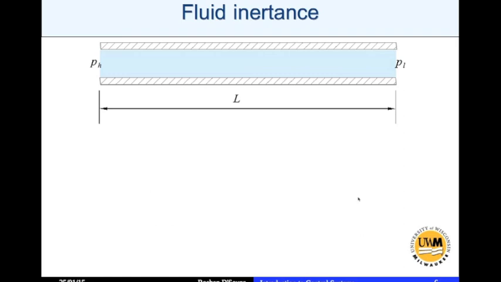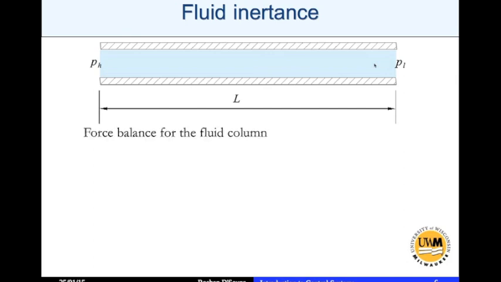Now fluid inertance is due to fluid flow in a long pipe. What do we mean by a long pipe? A long pipe is one where the length of the pipe is much larger than the cross section of the pipe. So it's a thin, long pipe. Fluid is flowing from the high pressure side to the low pressure side. You can consider this entire column as a fluid mass that is accelerating under forces due to the pressure from the high pressure side and low pressure side.